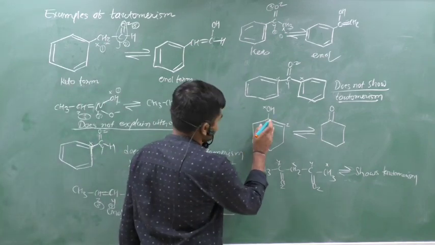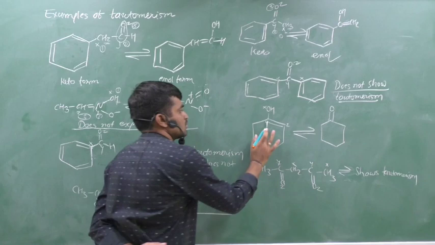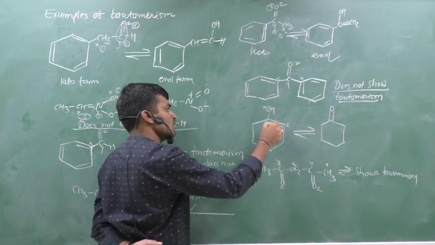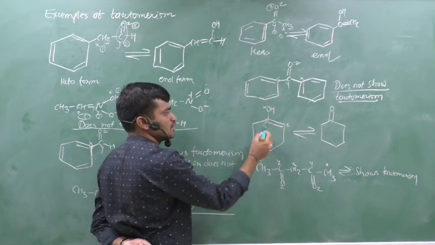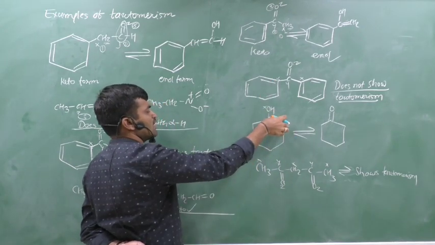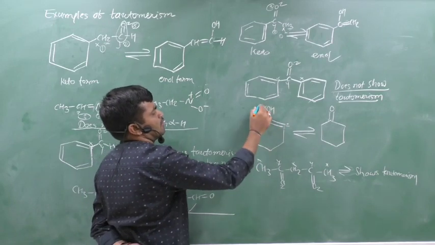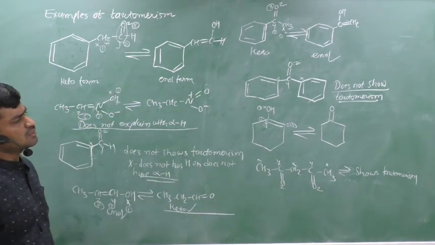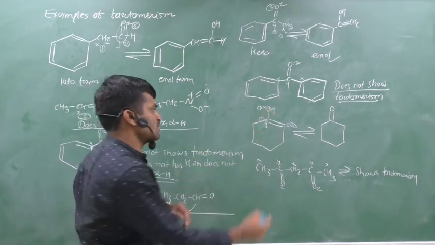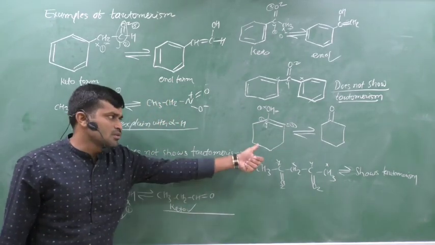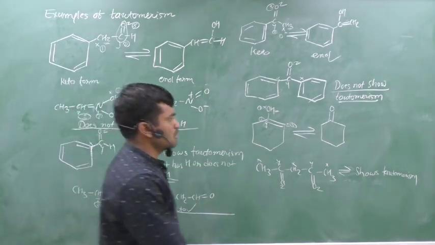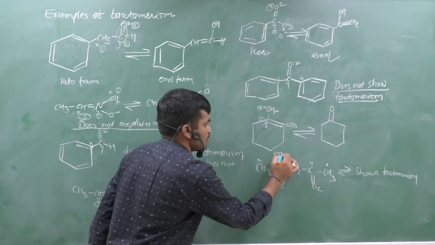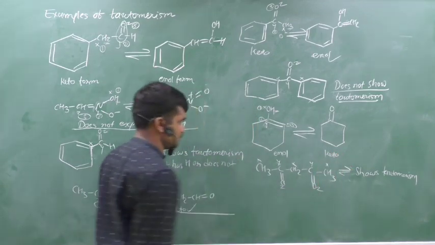Suppose a benzene ring, a cyclohexane ring, a double bond and OH. We can take Z, Y, X because a double bond is there. We can take Y, Z. 1, 2, 3. If we check our conditions, X should have hydrogen. Yes, it is there. Therefore, this compound shows the tautomerism, and this is the enol form, and this is the keto form.